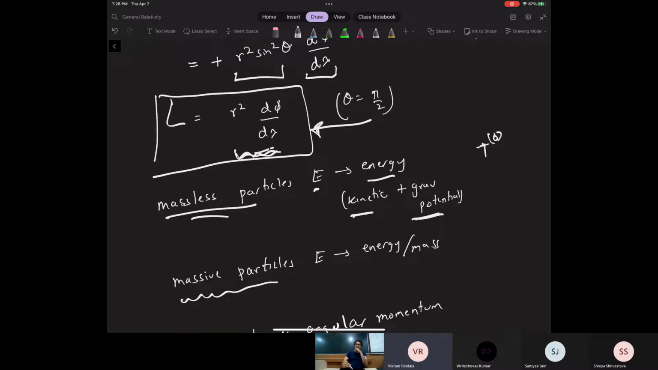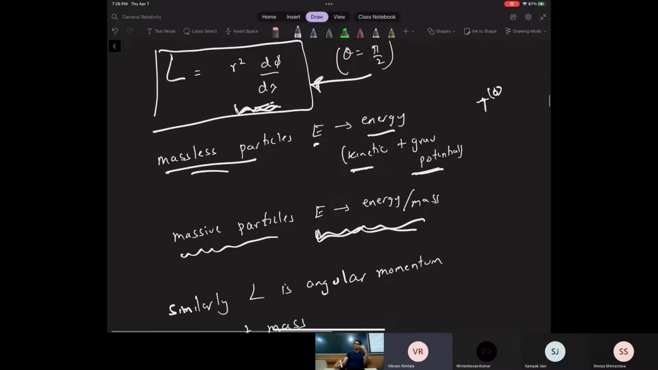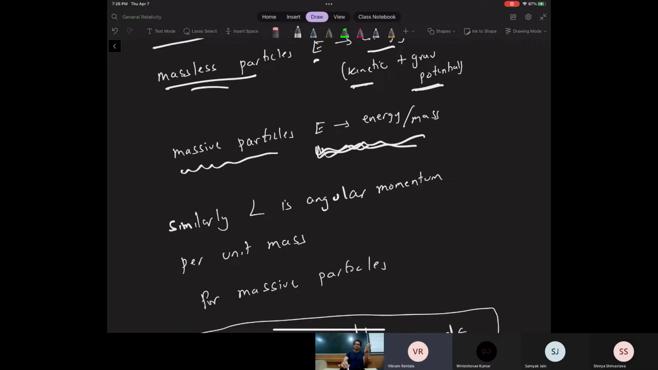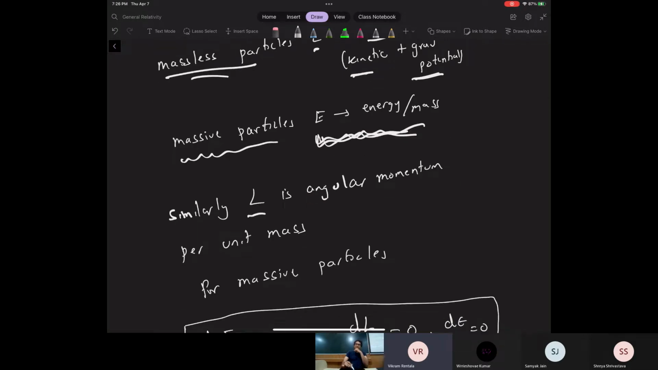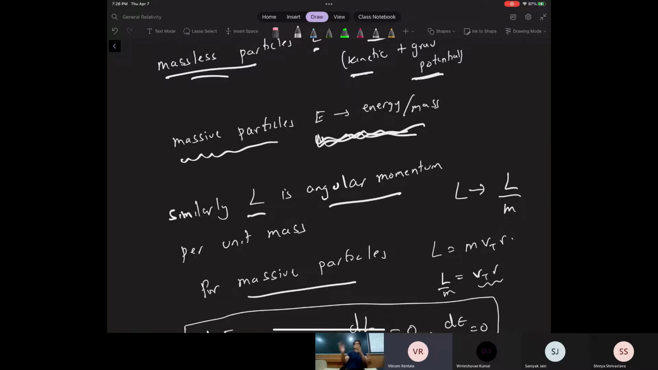For massive particles, E is not the energy, but the energy per unit mass of the particle. I'm not proving it here, I'm just telling you this. Similarly, L will be the angular momentum per unit mass for massive particles, and for massless particles it is the corresponding limit. It's the analogy of what you would define. For example, if angular momentum is m v_tangential times r, then L/m is v_tangential times r. You can define this for massless particles as well as massive particles.